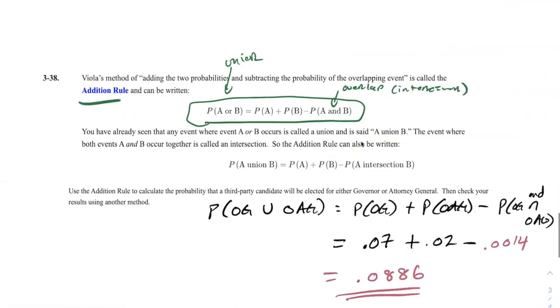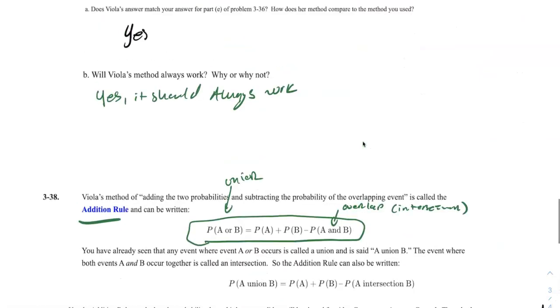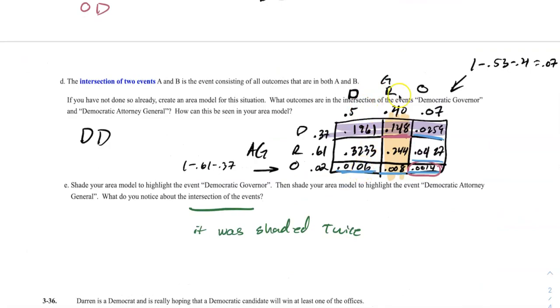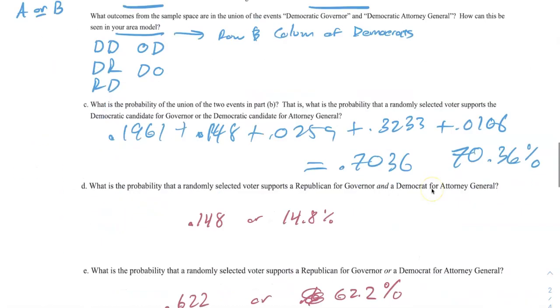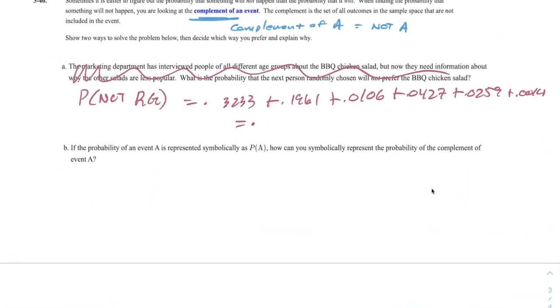So I'm going to go down here and add up 0.3233 plus 0.1961 plus 0.0106 plus 0.0427 plus 0.0259 plus 0.0014. If you're wondering where I get those numbers from, that's everything that's not that. One was the Democratic column, which is right there, my first array I set down, and the other one is the other column, the next array I set up. If I add those up, I get 0.6.